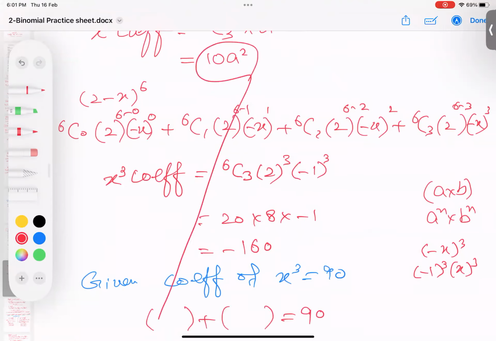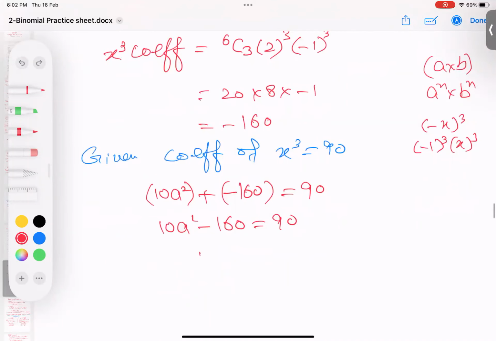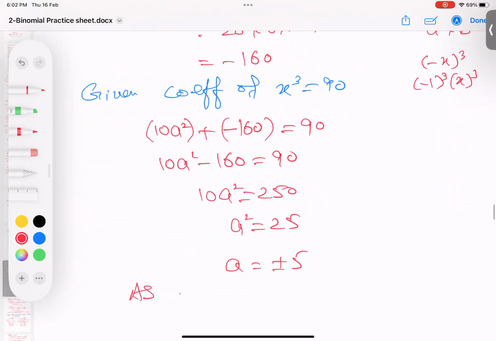This comes from here, and this comes from here. And that's it: 10a square plus negative 160 equals 90. This 160 goes there, so 10a square equals 250. 10 divides, the 0s cancel out, a short way. And I take the root of 25, so the answer comes plus and minus 5. But as he said in the question, a is positive, so a equals 5. Alhamdulillah rabbil alameen, the point is very clear.